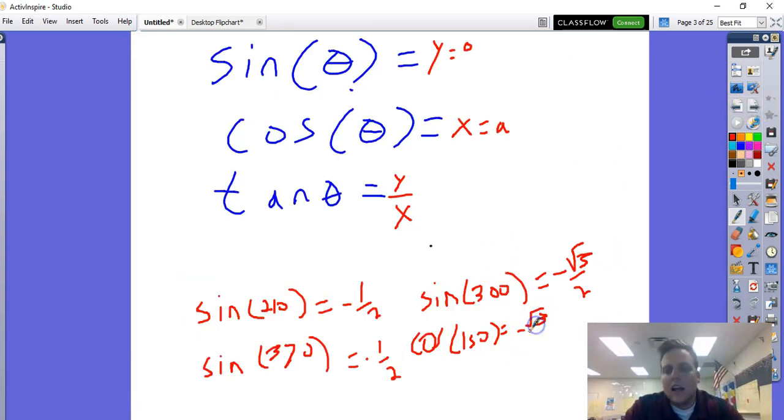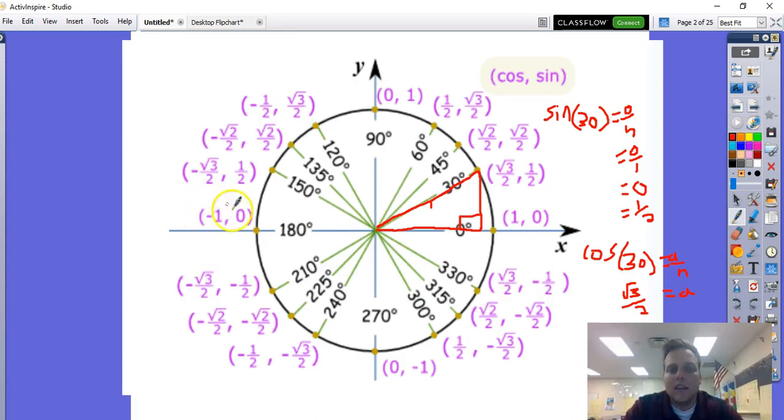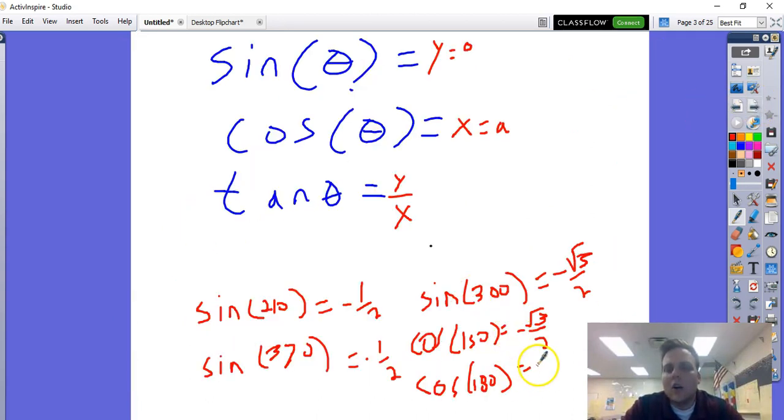Okay, and cosine of, let's do 180. We haven't done any of those yet. Cosine of 180 degrees, well, go to your unit circle. Cosine of 180, the x value would be negative 1. So sine is y, cosine is x, and tangent is y divided by x.